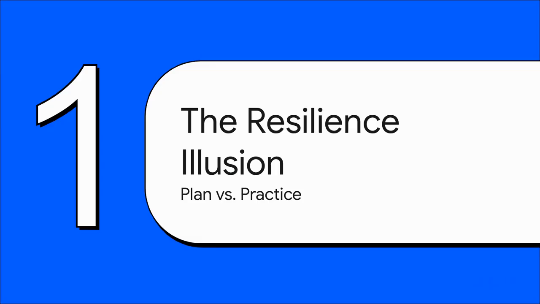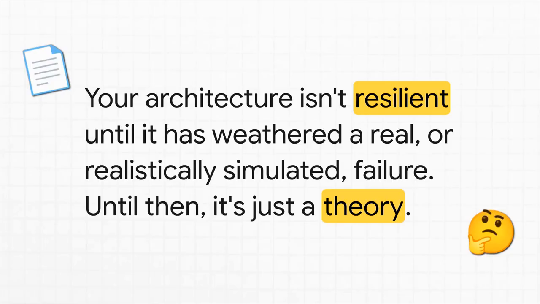First up, the resilience illusion. This is all about that really critical, and honestly often dangerous, gap between having a DR plan written down somewhere and knowing for a fact that it's actually going to work when you need it most. So you've architected the perfect system, right? You've got your geo-redundant storage, Azure Site Recovery is all configured, your traffic manager is ready to go. It looks amazing in the Visio diagram.